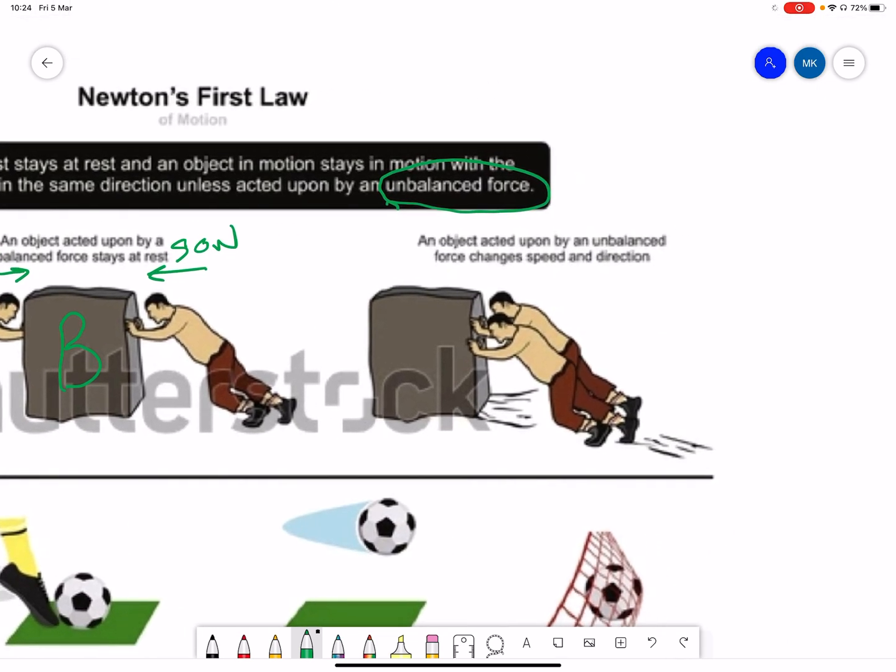Third example, so one of the men has moved over to the other side, and so instead of 50 in the opposite direction, they're now pushing with 100 newtons in that direction. So the rock is naturally going to go in that direction because there is now an unbalanced force. It is no longer balanced.